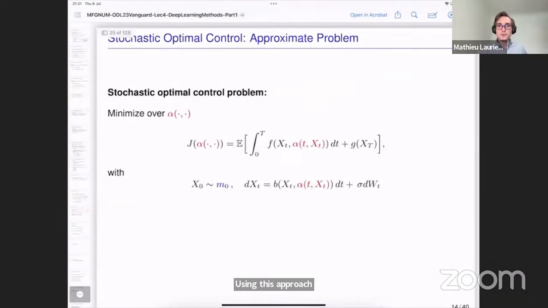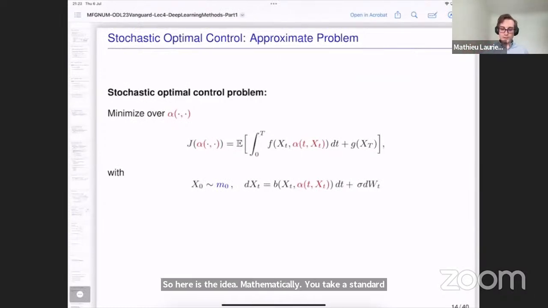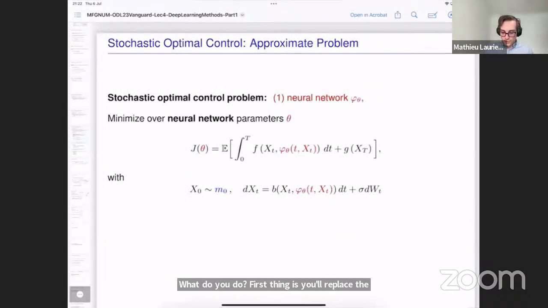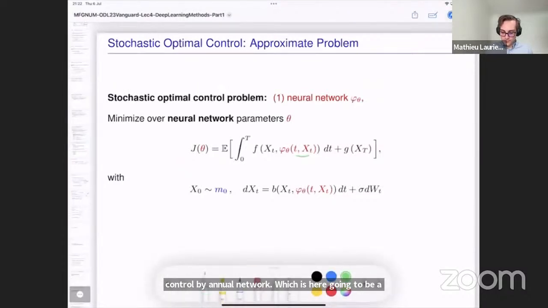So here is the idea mathematically. You take a standard control problem, so no mean field for now, and the control is alpha. Let's take Markovian controls, functions of t and xt. What do you do? First thing is you replace the control by a neural network, which is here going to be a function of t and xt. So two components.